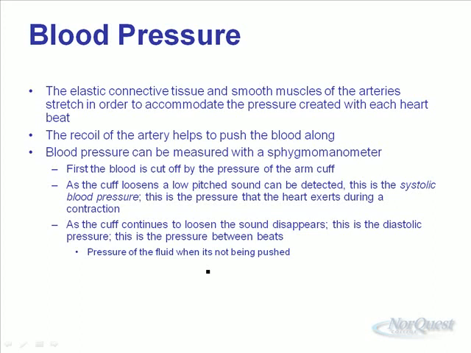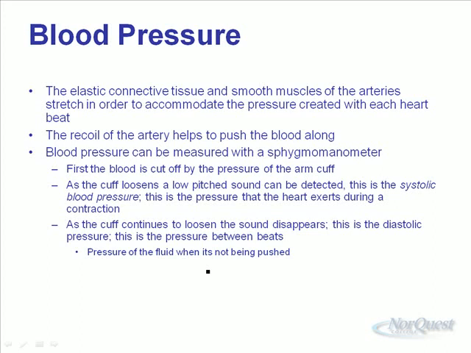And then the pressure on the cuff is slowly loosened. As it's loosened, it gets to a point where it's now loose enough for the pressure from your heart pushing on the blood to actually push against the cuff and allow blood through. That first pulse is going to make an audible sound. So as the cuff loosens, there's a low-pitched sound. This is the systolic blood pressure.